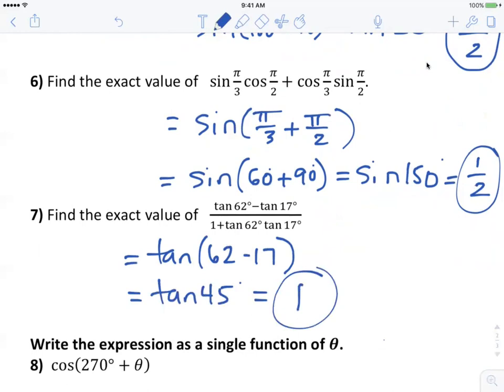I suppose you can plug all that into your calculator at once for a check. Plug that in, see if you get 1. As long as you're in degree mode in your calculator, it should give you 1.